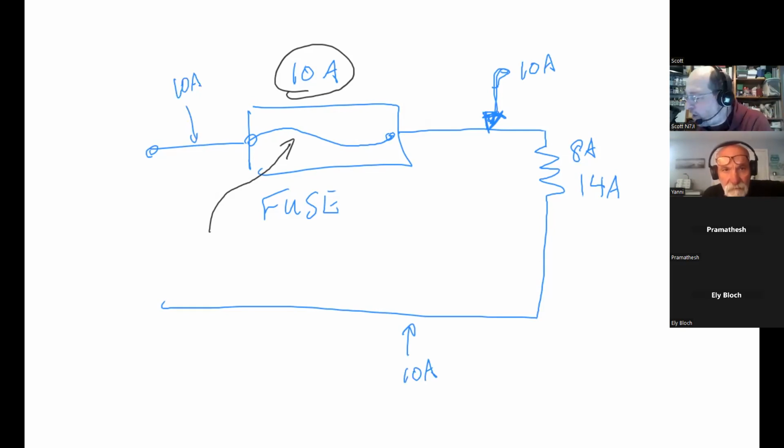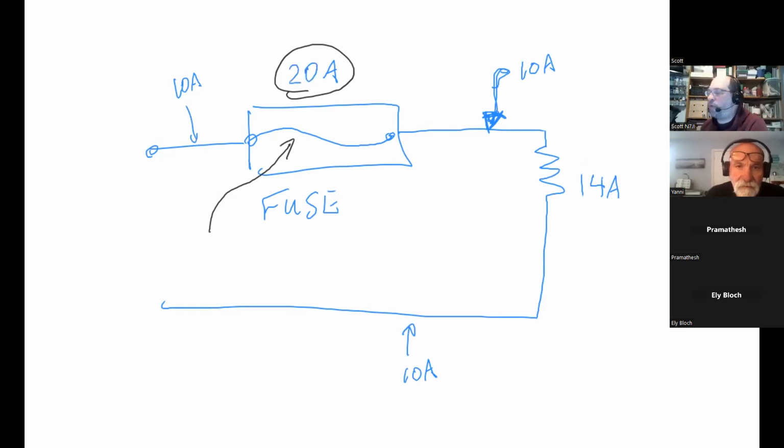So what would happen if I had a malfunction and this resistor, which was also typically drawing 8 amps and putting out heat, suddenly started drawing 14 amps? What would happen to this circuit? The fuse would blow. That's right.